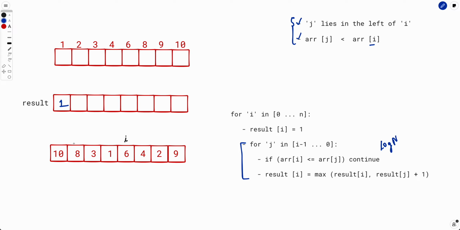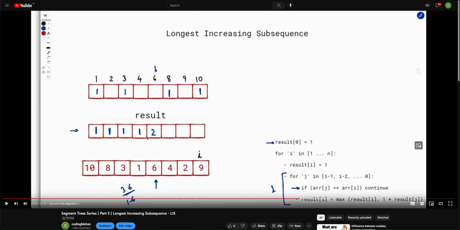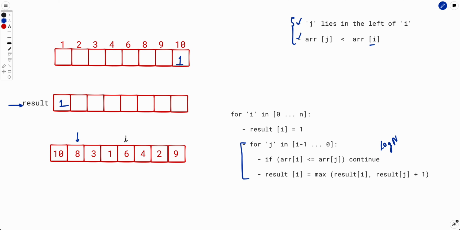Before going to 8, you also update the value in your segment tree, right? You keep on doing this, and finally you get this result array populated, and you take the maximum over it, and that is your answer. Again, if you have any doubts in this approach, I strongly encourage you to watch the previous video in this series, which explained the entire concept from scratch, step by step.